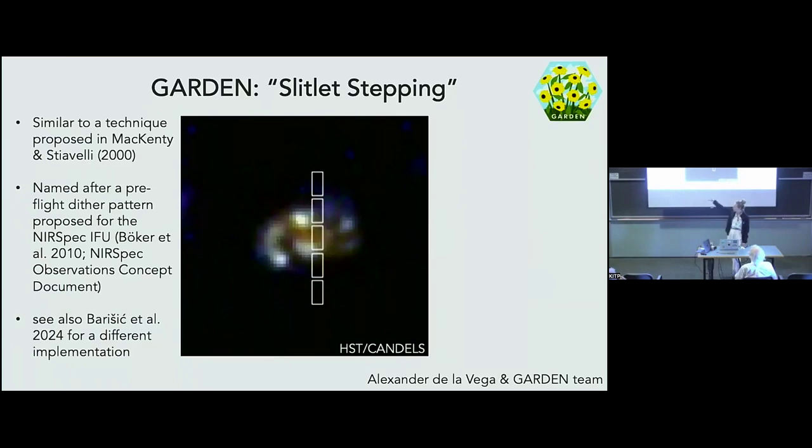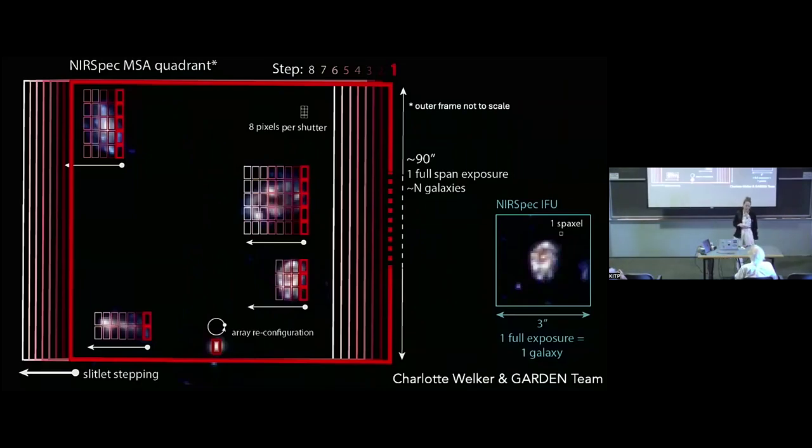There's also another slitless stepping program that does it quite differently. It takes the whole MSA and shifts it around. They have a paper out on that I encourage you to read. So here's a cartoon of our technique. This is an MSA quadrant, not to scale. You fit a lot more galaxies on it than this.